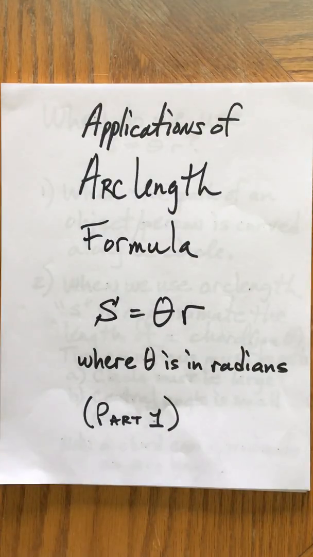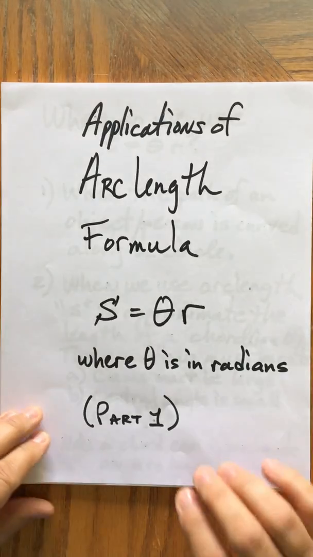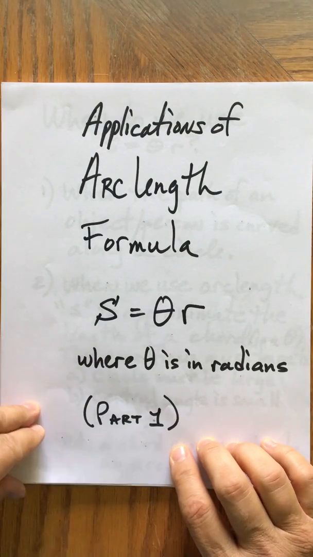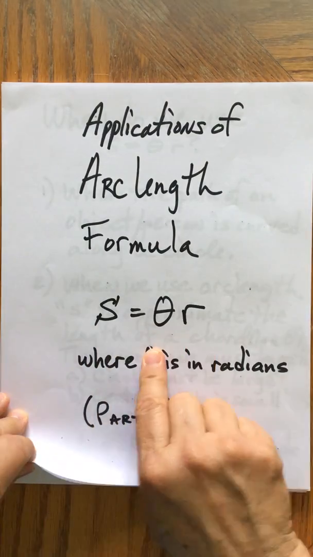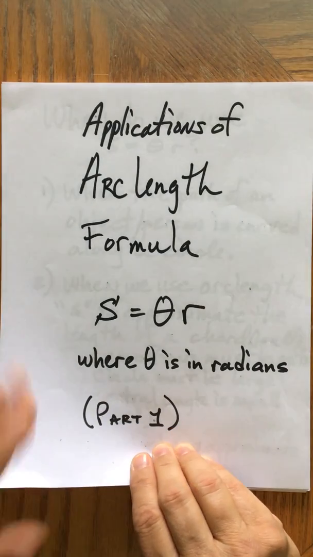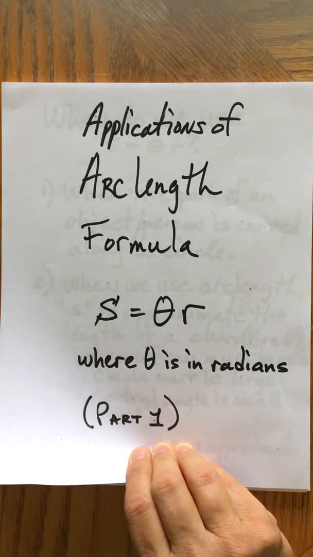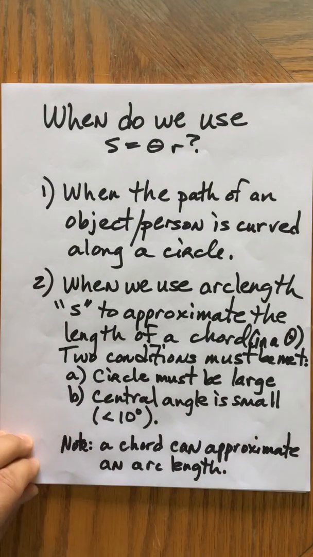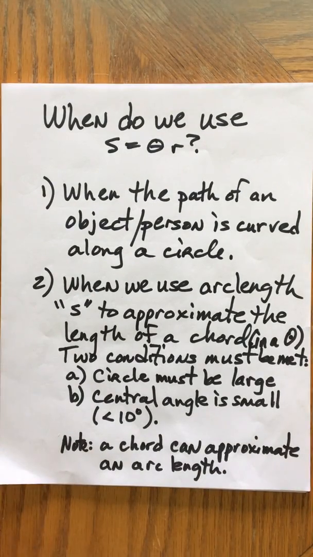Hello, in this video I'm going to look at applications of the arc length formula S equals theta R, where theta is a rotation in radians. I'm calling this part one because in another video I looked at how this formula arose, what's behind it, why it makes sense, and why it only makes sense in radians. So we looked at that in another video. And I was mentioning then, how do you use this formula?